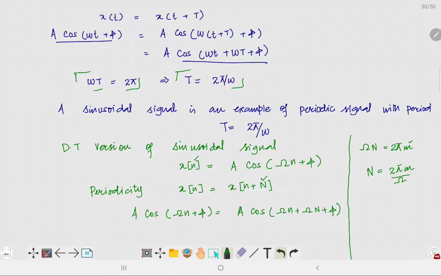So unlike continuous time sinusoidal signals, not all discrete time sinusoidal signals are periodic, and you have to look up the condition under which the discrete time sinusoidal signal will be periodic. We'll do a small example in the next video. The next video will start with a small example to further elaborate this difference in the periodicity property between the continuous time and discrete time cases.